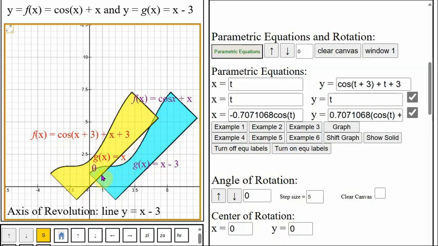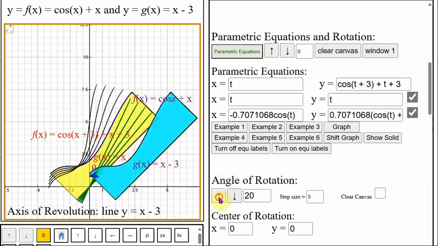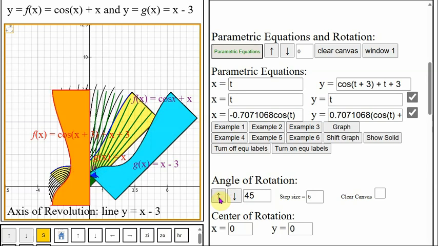And then notice that because this is the line y equal to x, the new axis of revolution, this angle theta would be just 45 degrees. And so I'm going to take this yellow region and rotate it 45 degrees. And we would end up with this region like this.